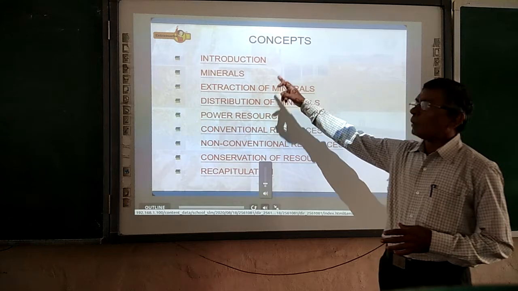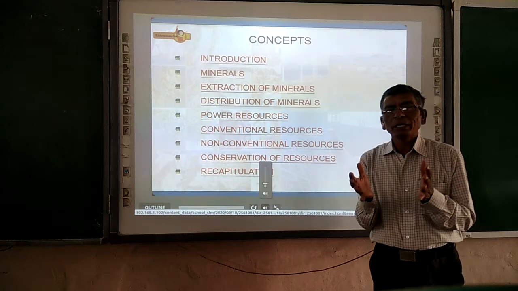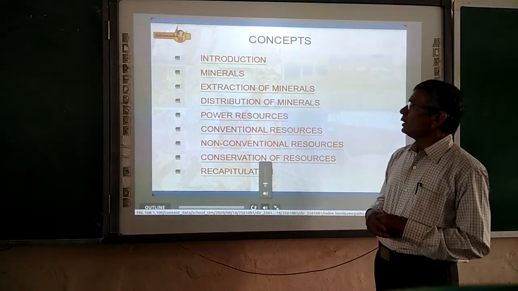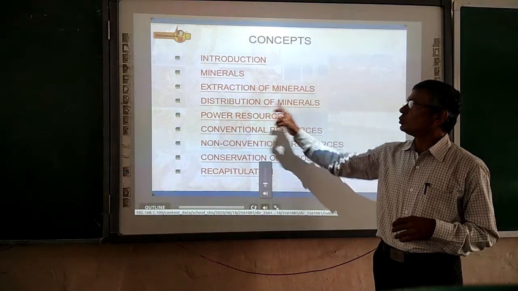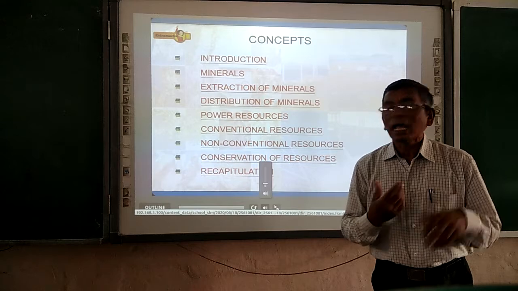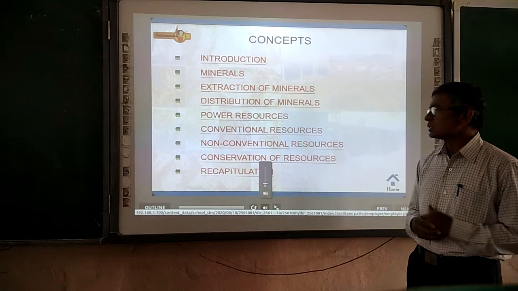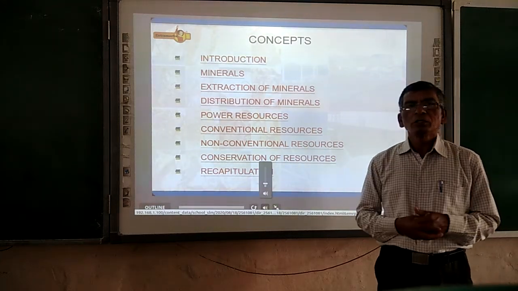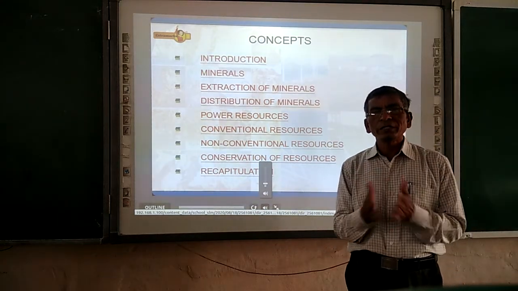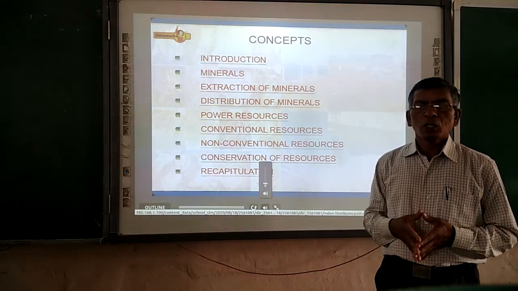First one is the introduction about minerals. Most of these minerals are extracted from the crust, from inside the crust. Then, distribution of minerals: how these minerals are placed, and how they are used to generate power, the electricity. Then come conventional resources and non-conventional resources. What are conventional resources, and what are examples? What are non-conventional sources of energy, and what are the examples? Then how to conserve these resources. Then followed by recap. So let us discuss one by one.